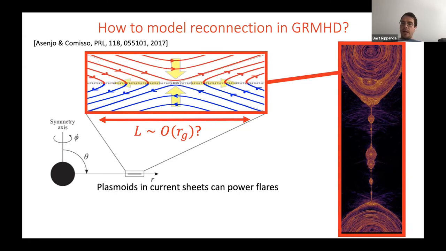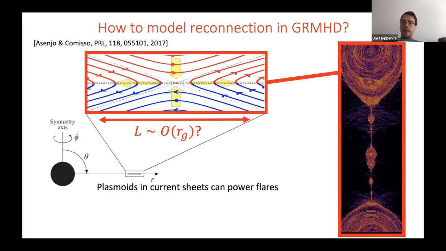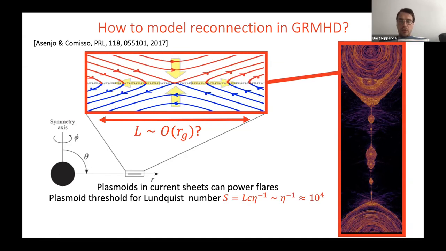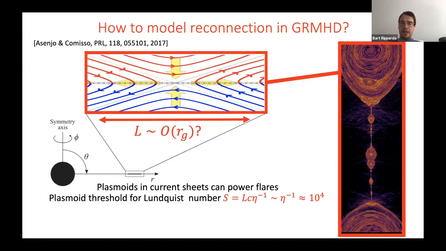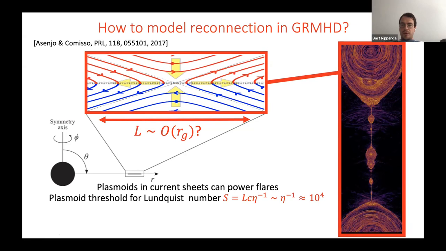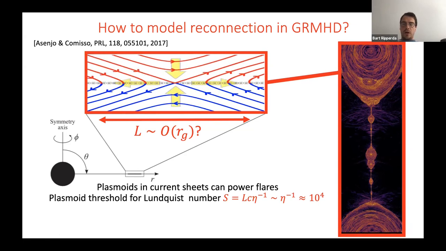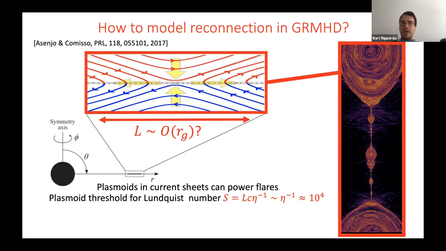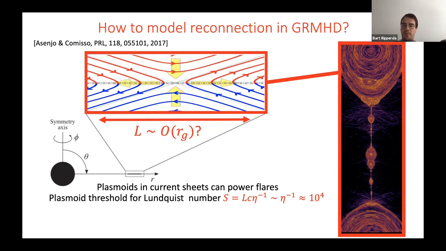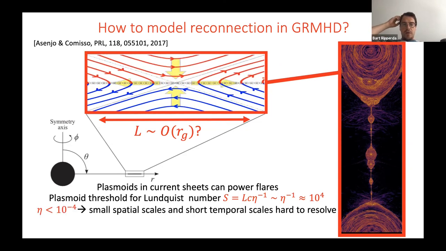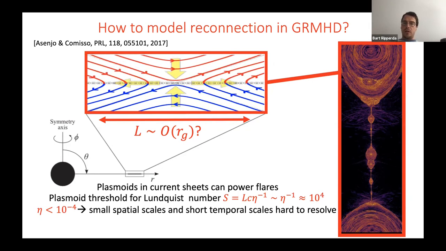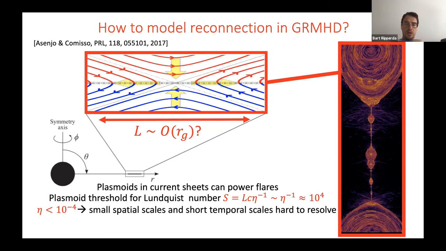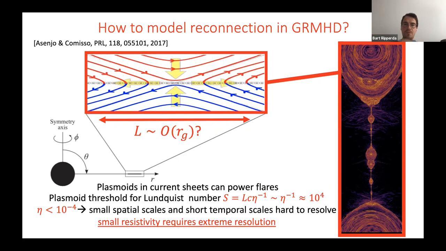Those plasmoids can power flares. They contain many non-thermal particles that pile up in them. And to get those plasmoids in MHD, you need a Lundquist number that's typically very high. And there is an analytic limit that says that this Lundquist number, which is practically 1 over the resistivity for our regimes where the Alfvén speed is the speed of light, that resistivity has to be very small. And that can either be numerical or explicit resistivity. But it mainly tells you that your resolution has to be high enough to resolve that resistivity and the small spatial scales along with it. So that requires extreme resolution.